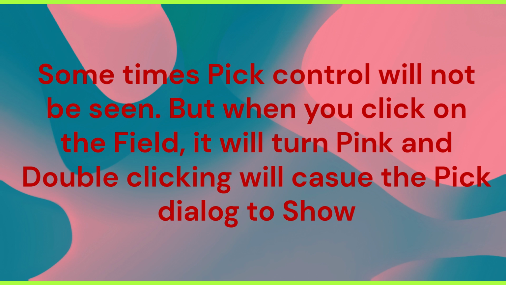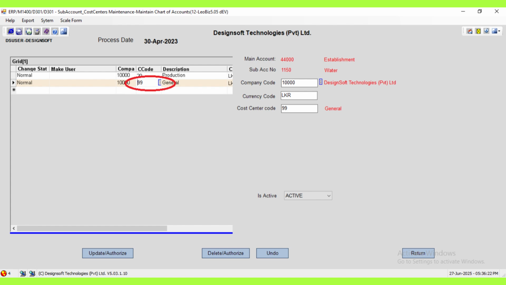Sometimes the pick control will not be seen, but when you click on the field, it will turn pink, and double-clicking will cause the pick dialog to show. In a grid, when you click on the cell, it will show the pick control.